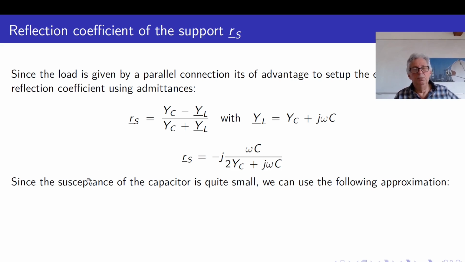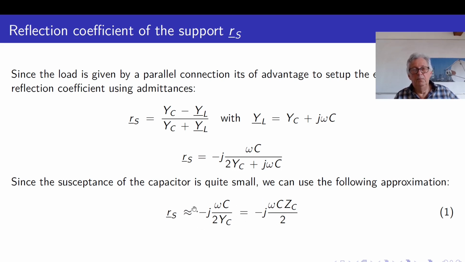So since the susceptance of the capacitor is quite small, we can now use the following equation. Compared to the conductance here, this value is very small, and so we can neglect it, and we end up with this expression for the reflection coefficient. And if I insert ZC instead of YC, then we end up with this equation for RS.